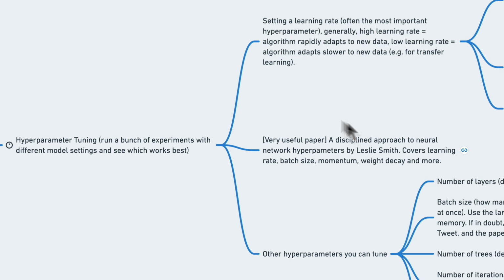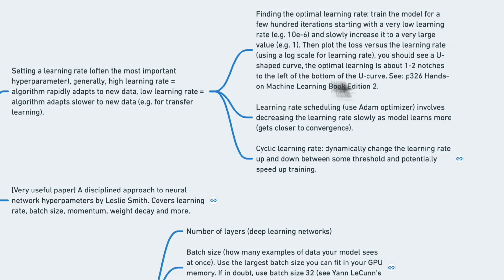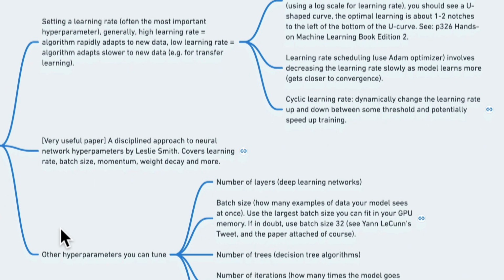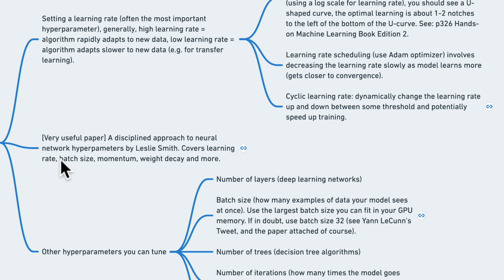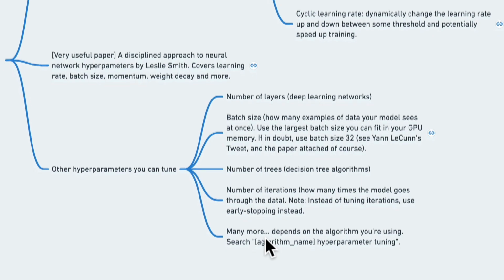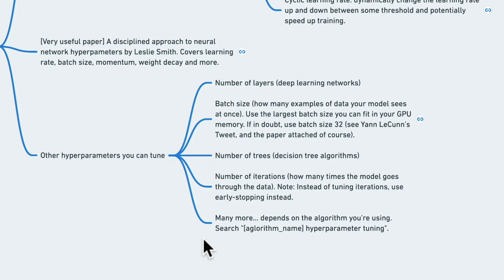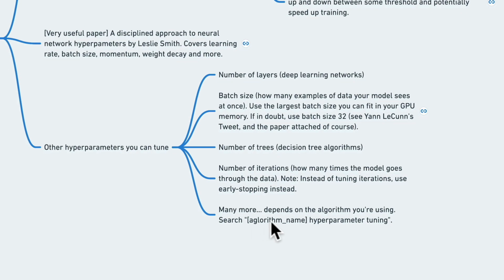So with a machine learning model, you typically have parameters such as a learning rate, which is often the most important hyperparameter. There are different ways that you can set this, such as learning rate scheduling or the cyclic learning rate. There's also things such as batch size, momentum, weight decay, number of layers, number of trees, number of iterations, and many more. A tip for tuning hyperparameters: try just searching for the algorithm name, such as random forest hyperparameter tuning.